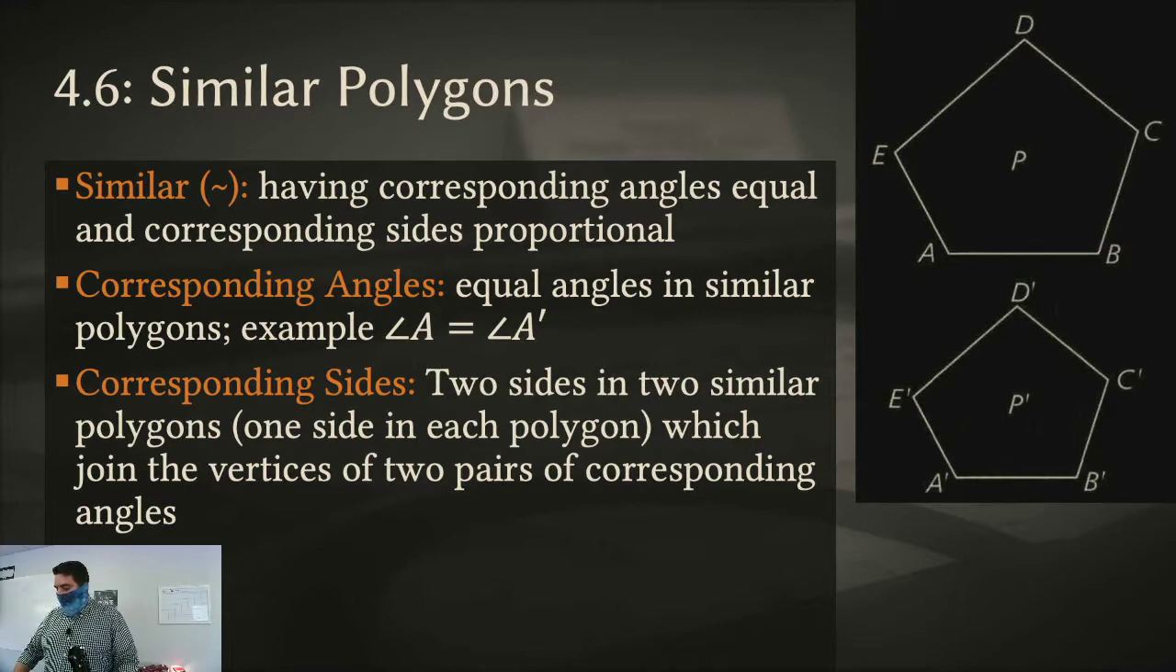For example, in the drawings above, polygon ABCDE is similar to A prime, B prime, C prime, D prime, E prime. Because it's all kinds of fun to read.